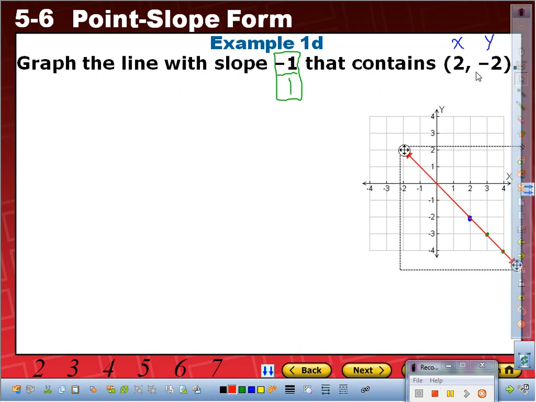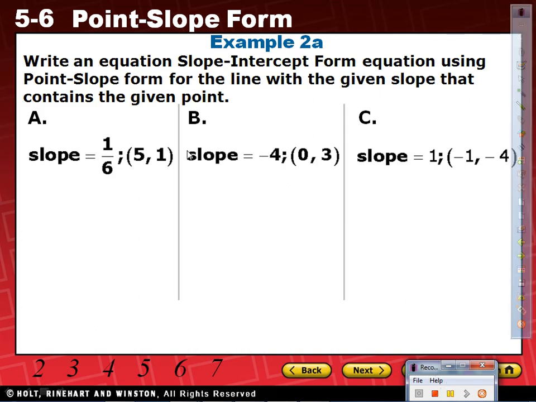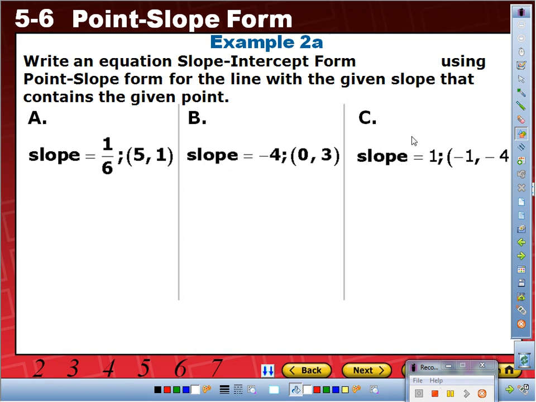Okay, hands up if you got that. All right, copy this next example, please, on your Cornell notes. So, example 2A, I want you to copy all the text, please. It says, write the equation in slope-intercept form using point-slope form for the line at the given slope that contains the given point. So write these down, please, and I'm going to go through the first example, and then we'll do the rest.